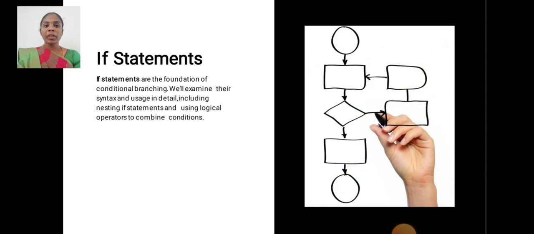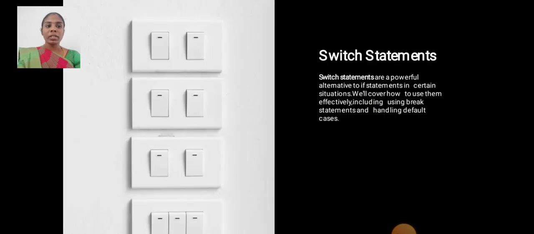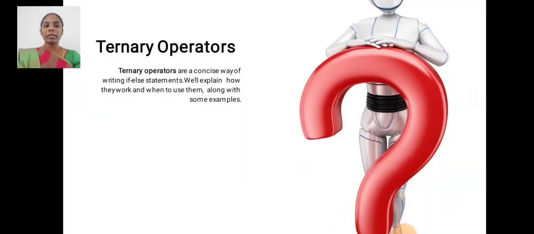Next, if statement. If statements are the foundation of conditional branching. We will examine their syntax and usage in detail, including nesting if statements and using logical operators to combine conditions. Switch statements. Switch statements are a powerful alternative to if statements in certain situations. We will cover how to use them effectively, including using break statements and handling default cases.